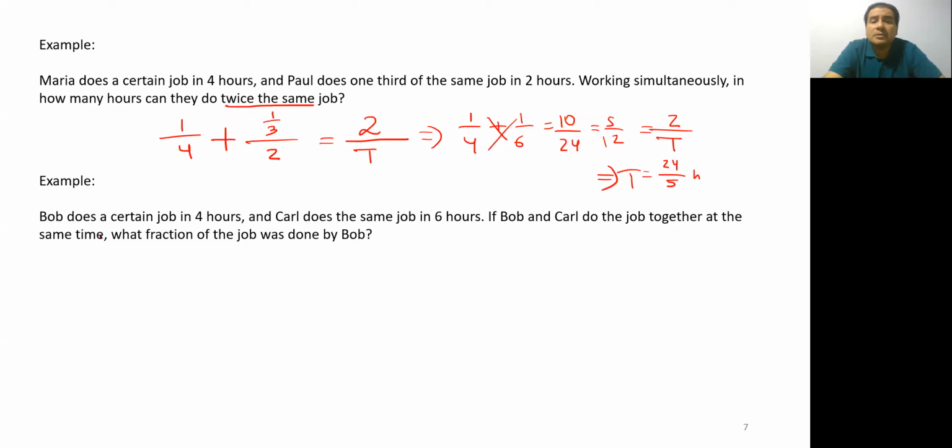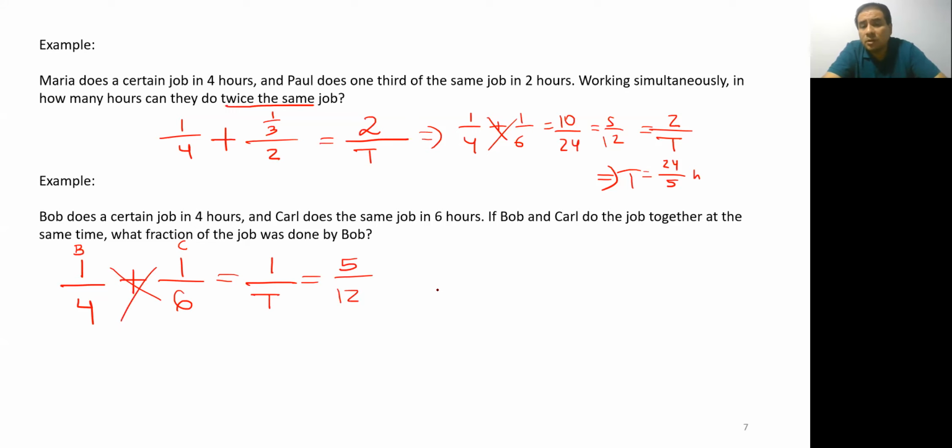Another example, Bob does a certain job in 4 hours, so its rate is 1 job in 4 hours. Carl does the same job in 6 hours, so Carl works 1 job in 6 hours. If Bob and Carl do the job together at the same time, okay, what will happen here? If they did the same job together, that means they are expected to do the same job and they would do it in a certain time. Let's find this time. And here it says cross product, that is 5/12. And so here, the time they take to do the same job together is 12 over 5 hours.